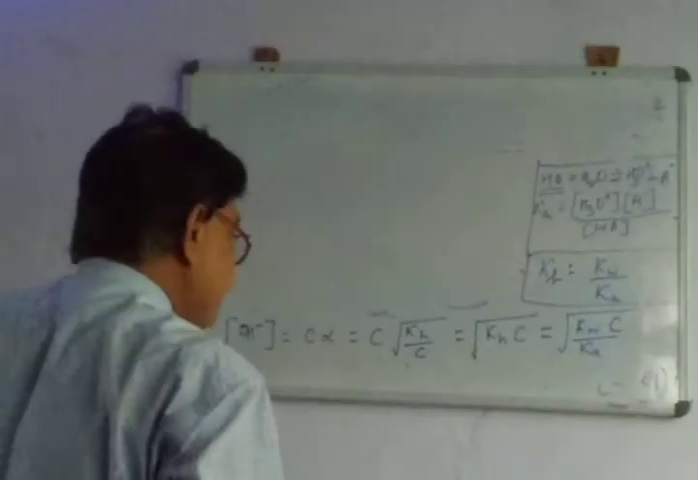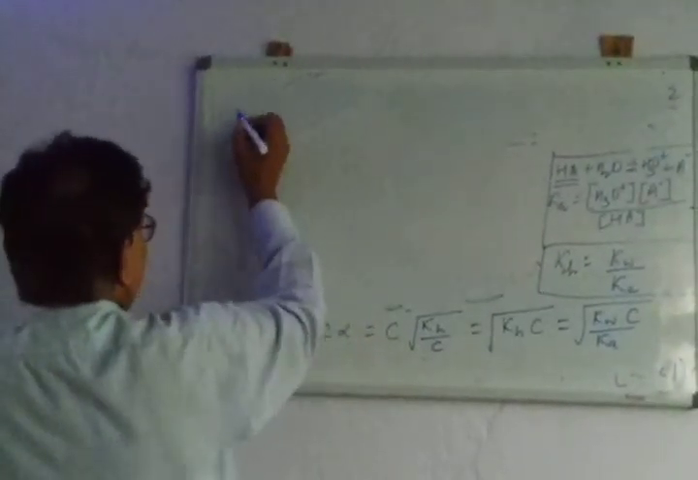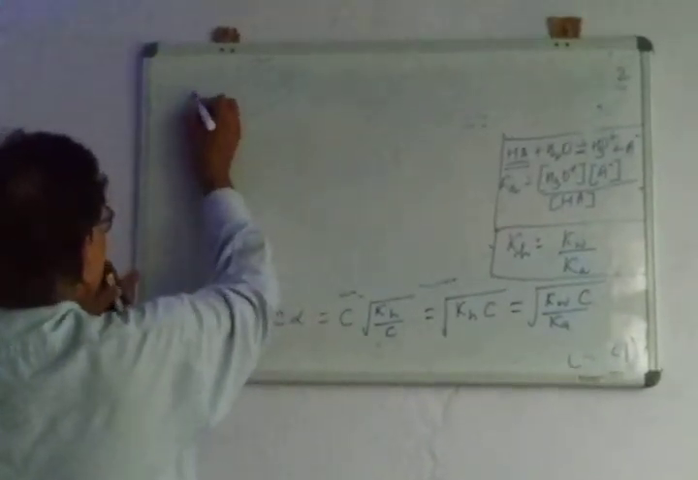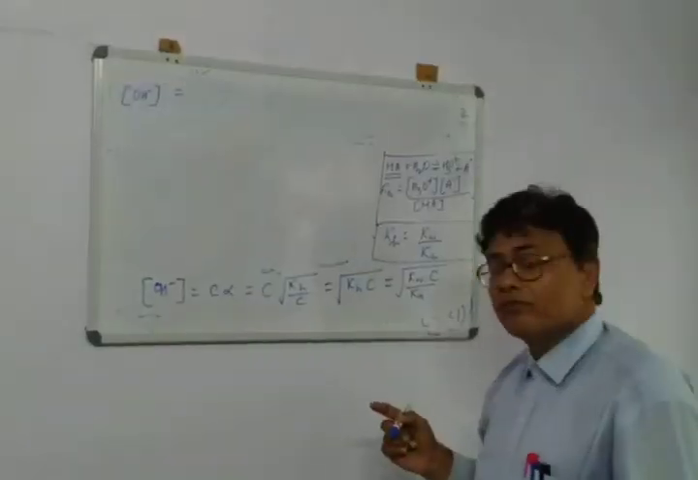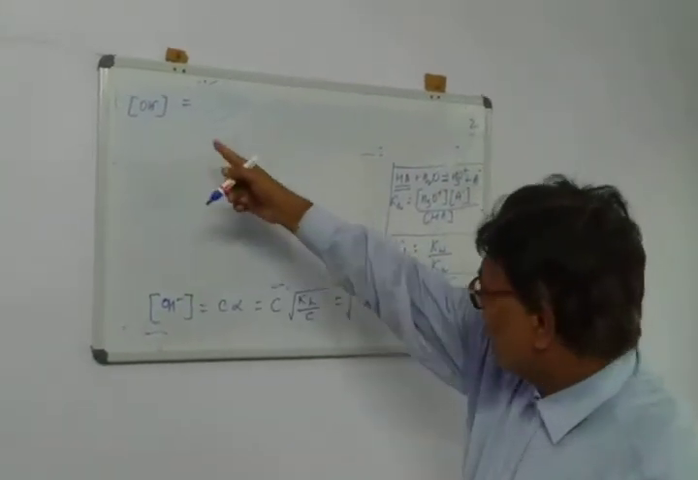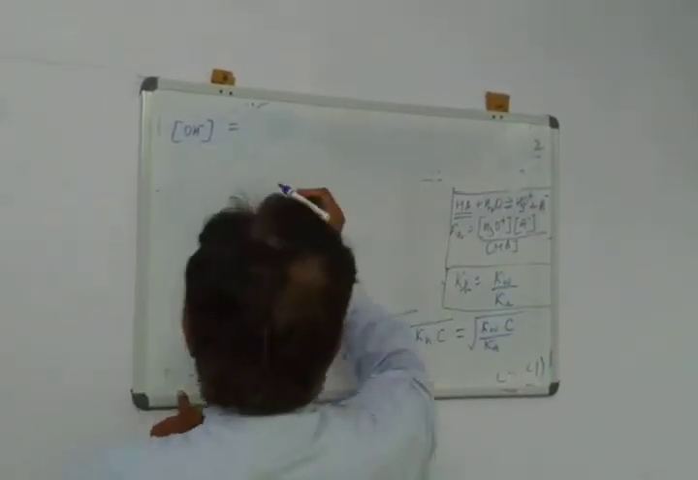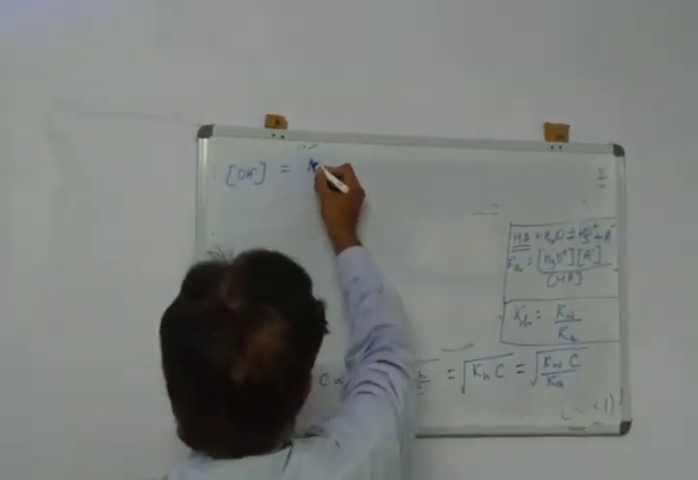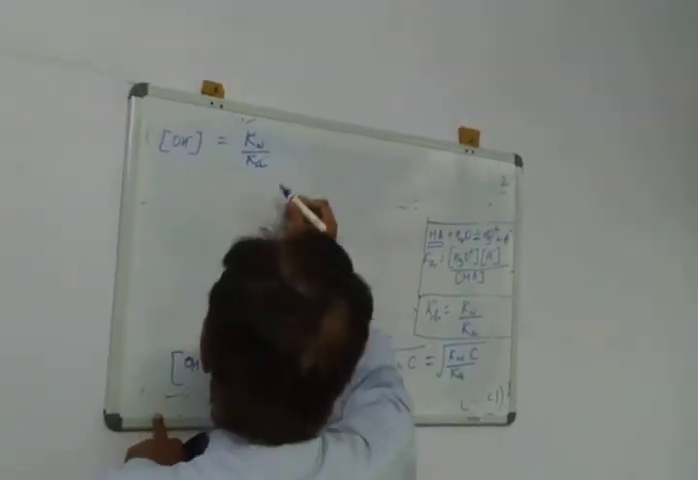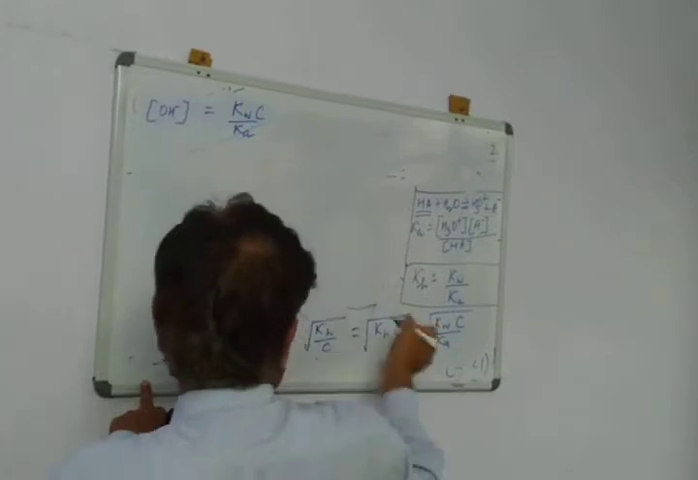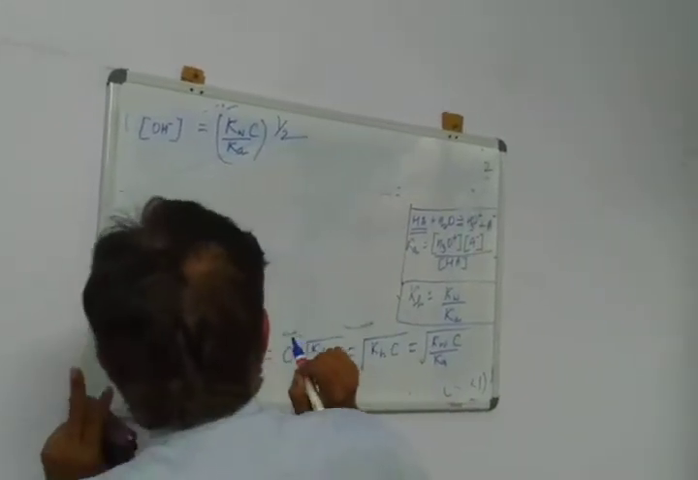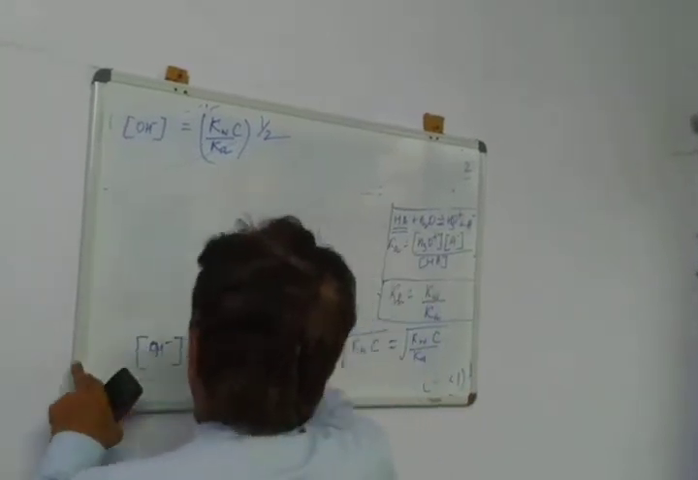Now check here, OH minus ion, OH minus ion. Now see, OH minus ion concentration is equal to KW by KA, KW into C, the square root, therefore power half. This is OH minus ion concentration.